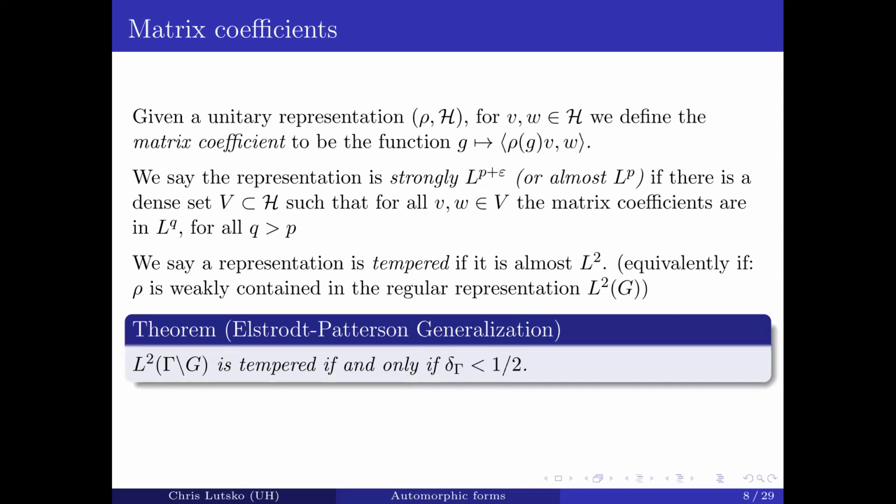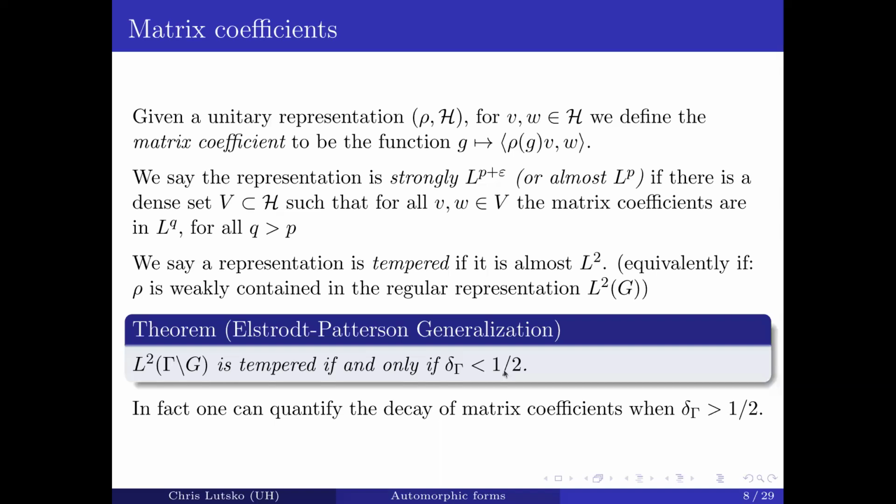Okay, and then we have a generalization of some work of Elstrad and Patterson that shows that this L2 space on G mod gamma is tempered if and only if delta gamma is less than 1/2. So, yeah, and then you can actually quantify the decay of matrix coefficients when delta is larger than 1/2.